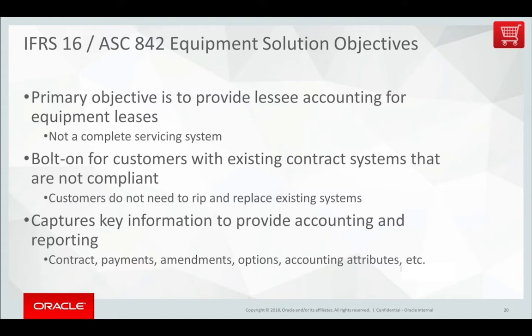So what comes in nicely is that you have these existing systems that handle all the contracts and all the assets, and when to get your car oil changed and when to get it replaced. This would be a nice bolt-on for that, because you can just feed that information from that system to ours, and we'll generate all the accounting for you. So that way you don't have to rip and replace your existing contract systems. You can just bolt this on top of it for your accounting compliance. And we just capture key information.